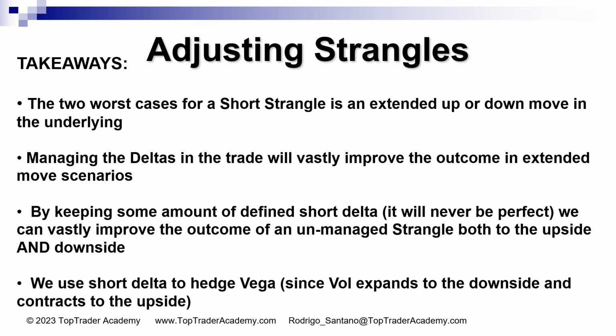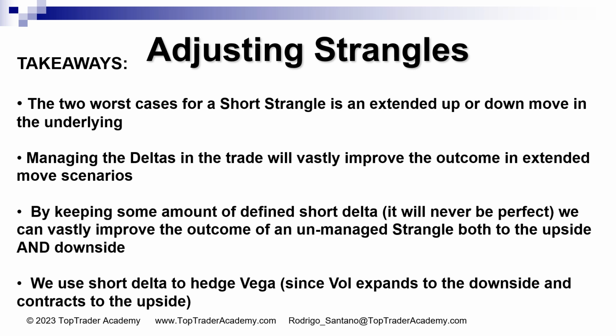You saw how even if we're keeping short delta, we make money to the upside. We use short delta to hedge Vega. Vega is the volatility expansion. That's why we don't stay perfectly delta neutral, which would mean we don't keep any negative short delta. We just keep centering it to zero delta every day. Volatility expands to the downside, and that's why we keep a little bit of short delta.